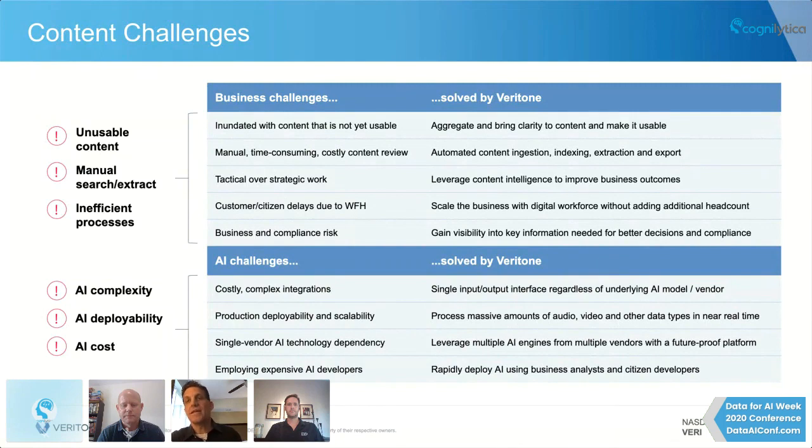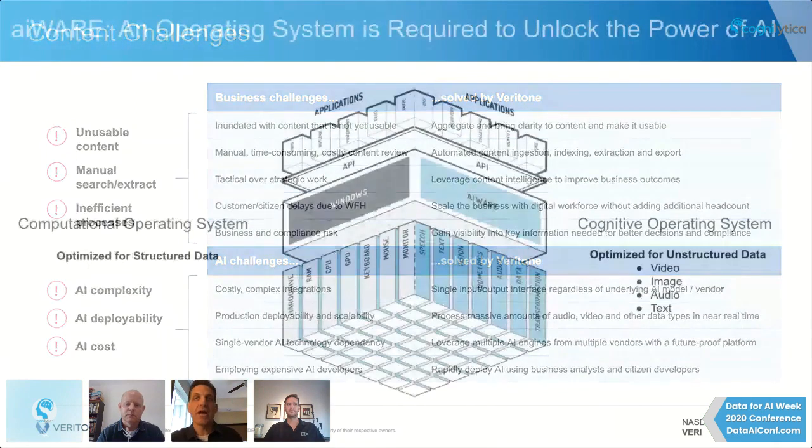So what is needed is an AI platform of ready-to-deploy engines across common use cases that we all see in our business, that enrich and extract intelligence from that content without the need for AI expertise. And that's really where Veritone comes in and our aiWARE platform.